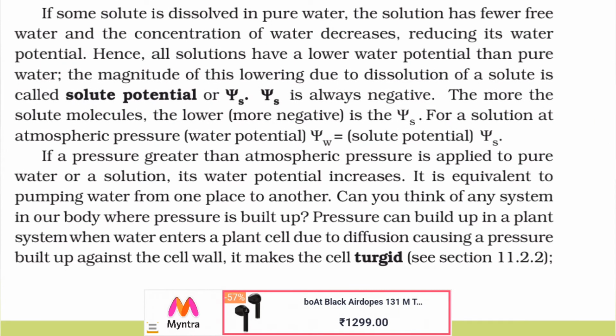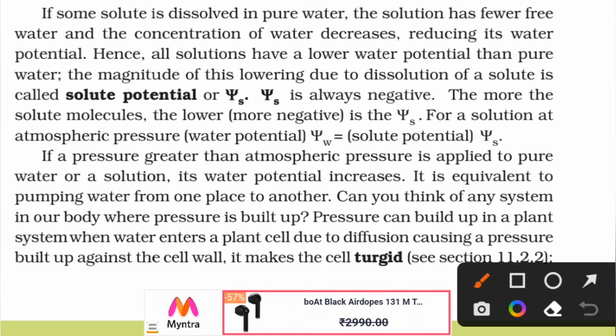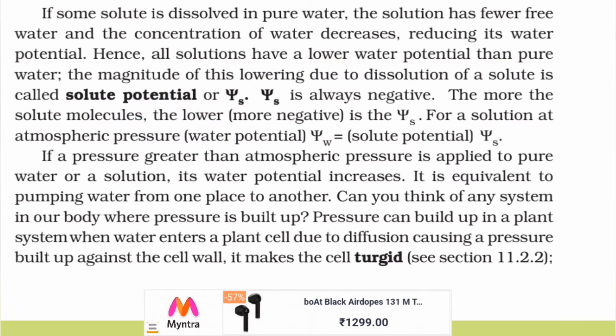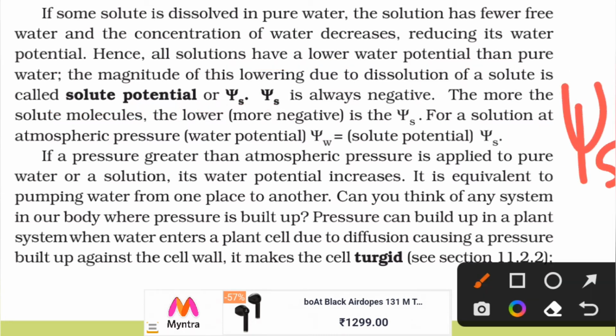What is solute potential here? Solute potential is when we add some solute to pure water. What will happen to the pure water? The concentration of the pure water will decrease, right? So solutes lower the water potential of the pure water. Now this decrease in the water potential we call solute potential, and it is represented by the symbol psi s. The decrease in the water potential due to the addition of solute is called solute potential.